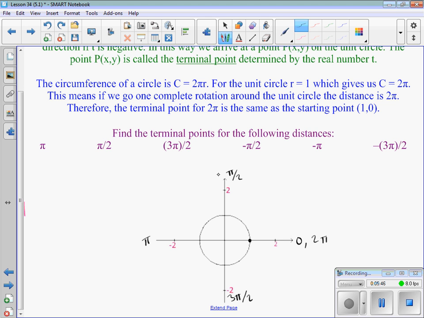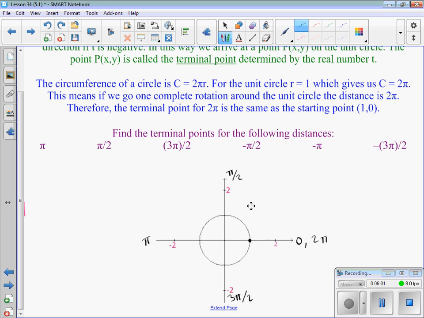This is like a half pi, 1 pi, 1 and a half would be 3 pi over 2, and then 2 pi. So those are the key points on the unit circle. There's obviously a bunch of points in between as well, which we'll talk about on the next page. But let's go ahead and find the terminal points for the following distances.